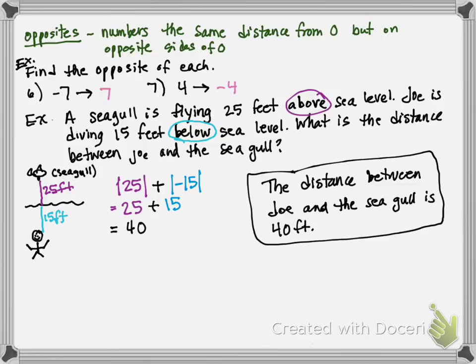Pay attention to the words that mean positive versus negative. Deal with absolute values because we're not going to deal with the negative number. We're going to just deal with distances, which can only be positive or 0.